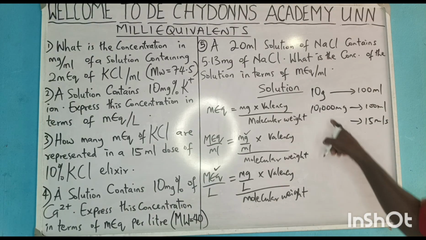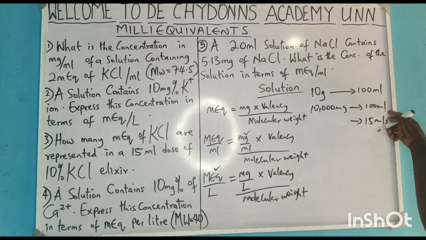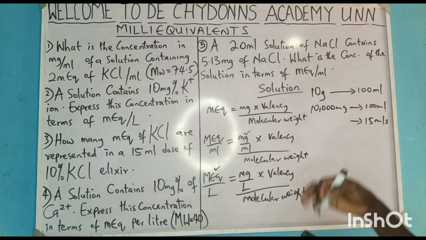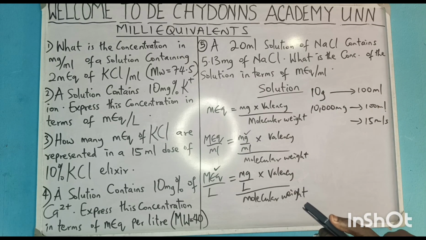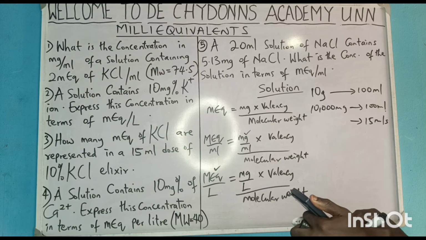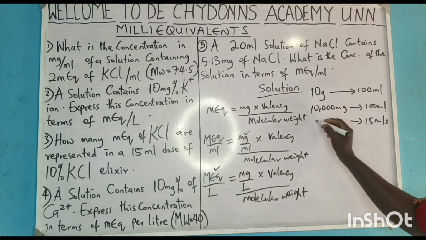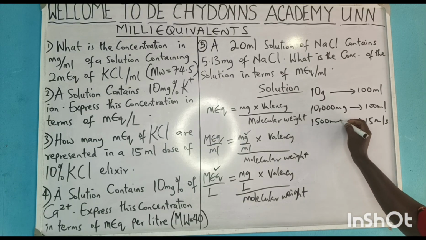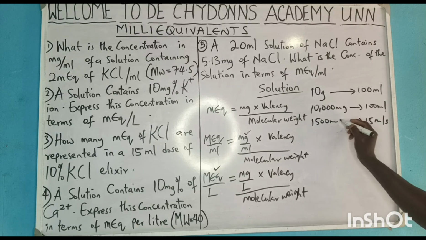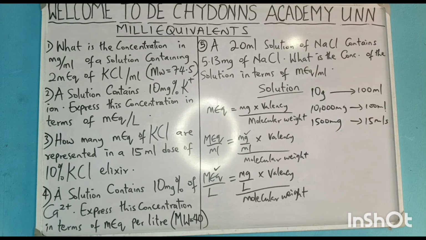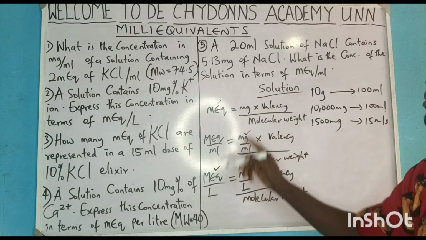In 15 ml, this one is in 100 ml, standard. In 15 ml, what will it give you? I will say 15 times 10,000 divided by 100. That will give you 1,500 milligram.